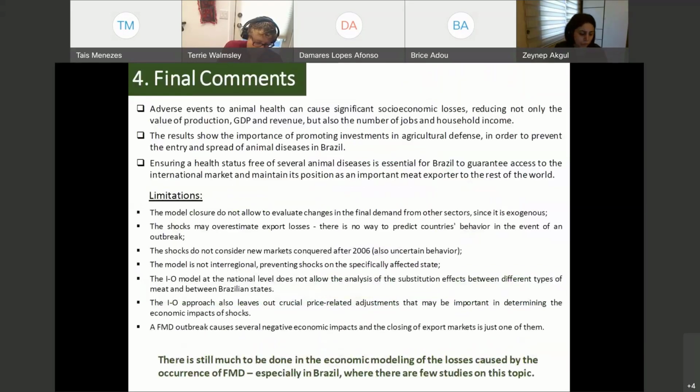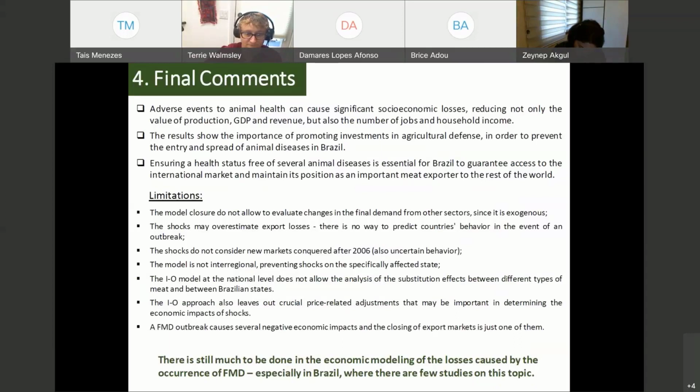And so finally, the results show that adverse events to animal health can cause significant economic losses, reducing not only the value of production, GDP, and revenue, but also the number of jobs and household incomes. Furthermore, the results show the importance of promoting investments in agricultural defense in order to prevent the entry and spread of animal diseases in Brazil.